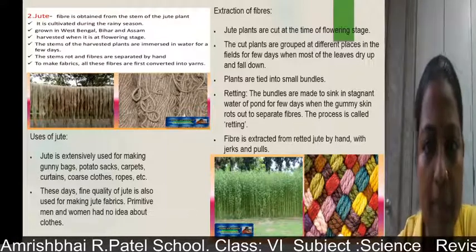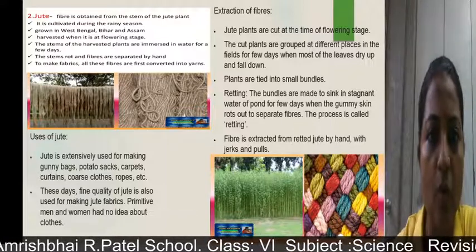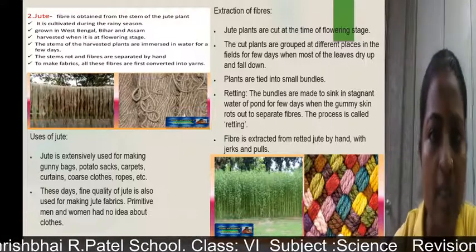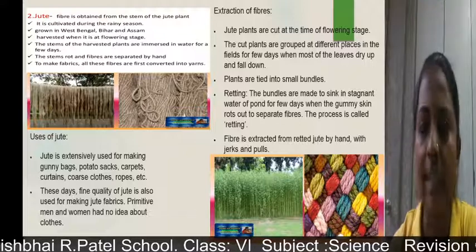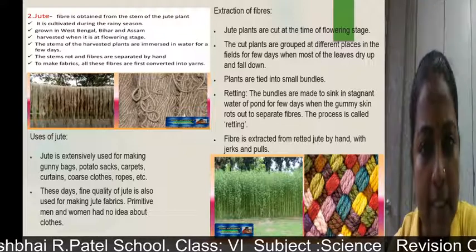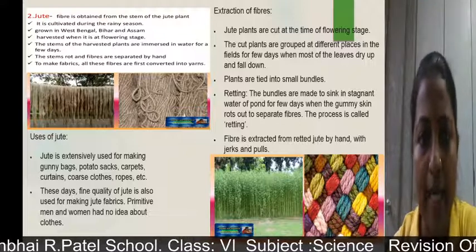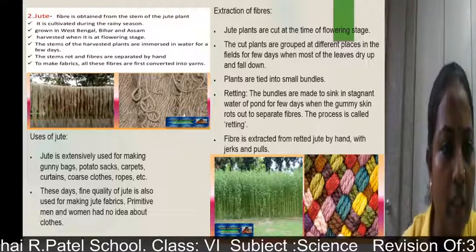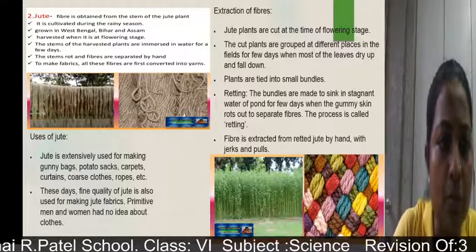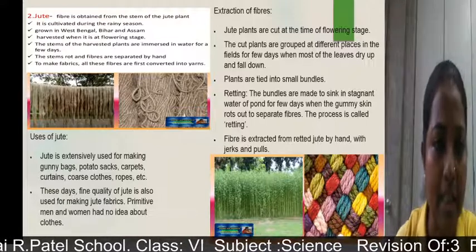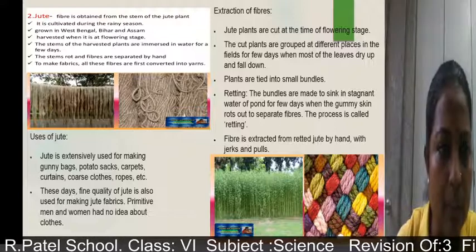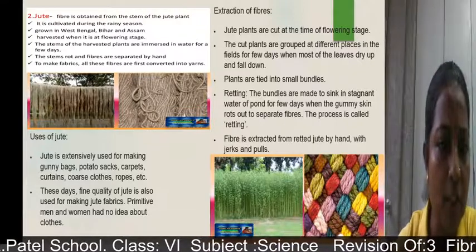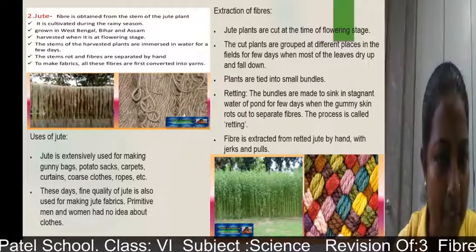The bundles are made to sink in stagnant water of a pond for a few days, when the gummy skin rots out to separate fibers. This process is called retting, and the fiber is extracted from retted jute by hand or with jerks and pulls. Jute is extensively used for making gunny bags, potato sacks, carpets, curtains, clothes, ropes, etc. These days, fine quality jute is also used for making jute fabric.